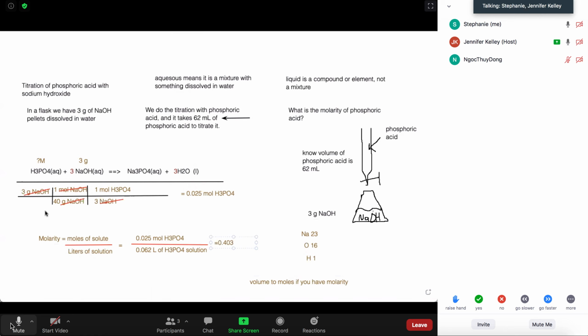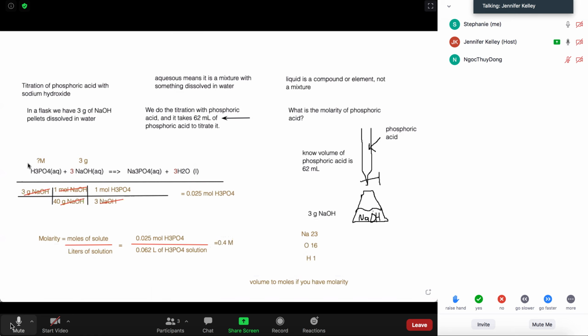Okay. Technically, since we have 3 grams and it doesn't give us any more information, like it doesn't say 3.00 or something, technically we should just have one significant figure. Oh. So I guess I really should go down to 0.4. Okay. And that's the answer to the question, 0.4 molar.